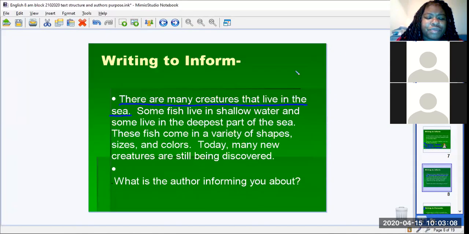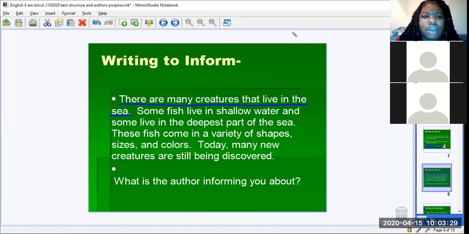All right. Writing to inform. Okay, this is very important. There are many creatures that live in the sea. Some fish live in shallow water, and some live in the deepest part of the sea. These fish come in a variety of shapes, sizes, and colors. Today, many new creatures are still being discovered.